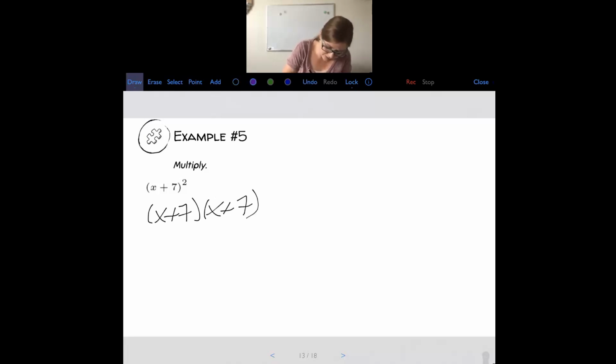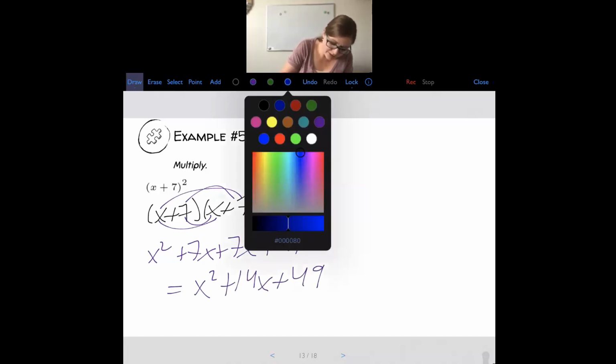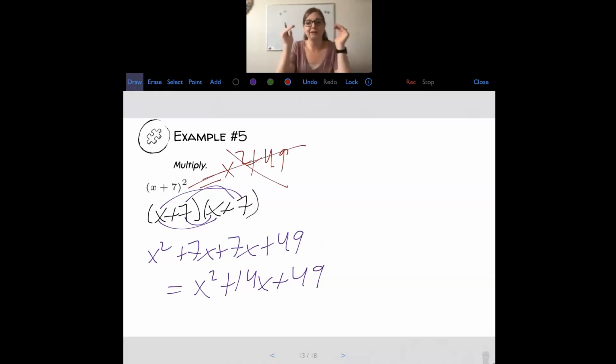And then we can use FOIL. First, outside, inside, last, which gives us x squared plus 14x plus 49. Okay, note that this is not x squared plus 49. We just multiplied it out. X plus 7 is the entire base, and that's why that doesn't work. So when you have something that's squared like that, make sure you write it out to see the correct multiplication.